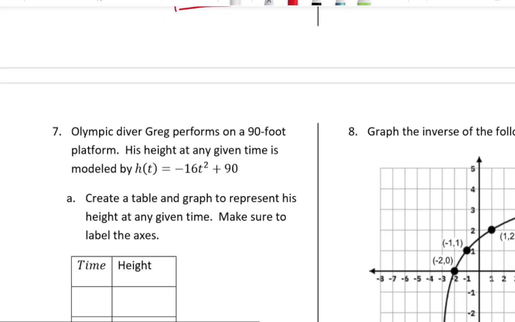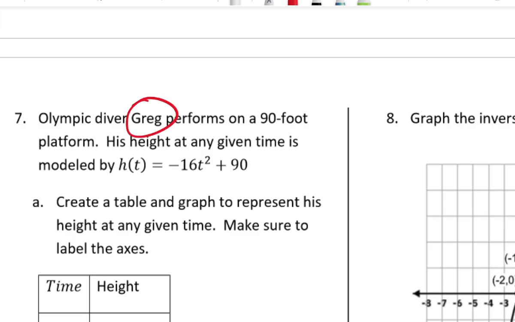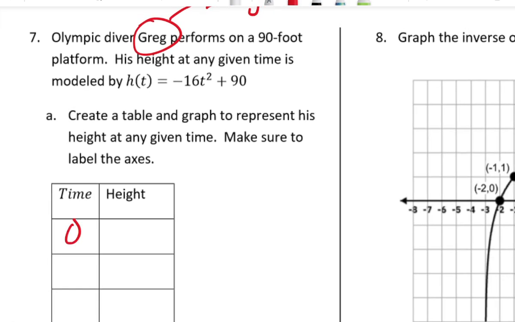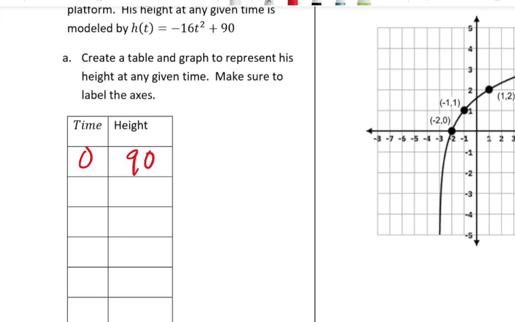Next page, number 7. If you want to look up this Greg, in 1988 Olympics, his name was Greg Louganis. Won a bunch of medals. Okay, he performs a dive 90 feet. So his time is going to start at 0, and he's going to be at 90 feet when he does so. Now, if you keep going by ones here, you'll actually go down into the water. So you might want to try just doing halves.